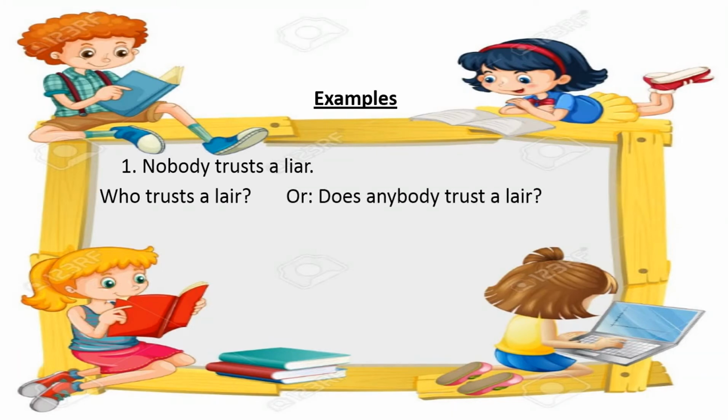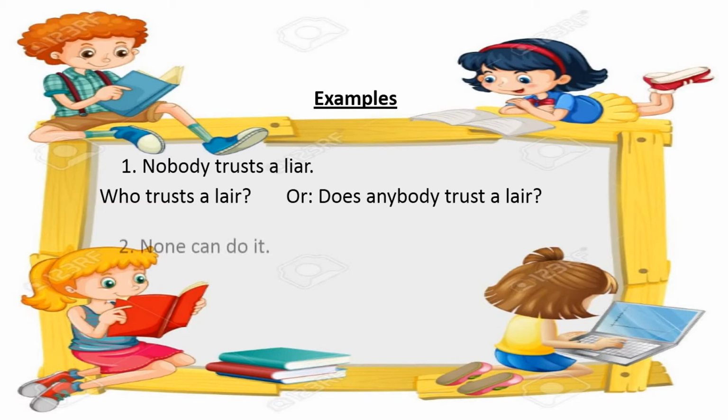Or you can write, does anybody trust a liar? So you can write in this way also. So why should you write does? Because this sentence is present indefinite tense and the subject is third person singular number. That is why the verb is plus s or es. So in that case you can write does. So does anybody trust a liar? If you write in this way, you have to write the affirmative word of the negative one.